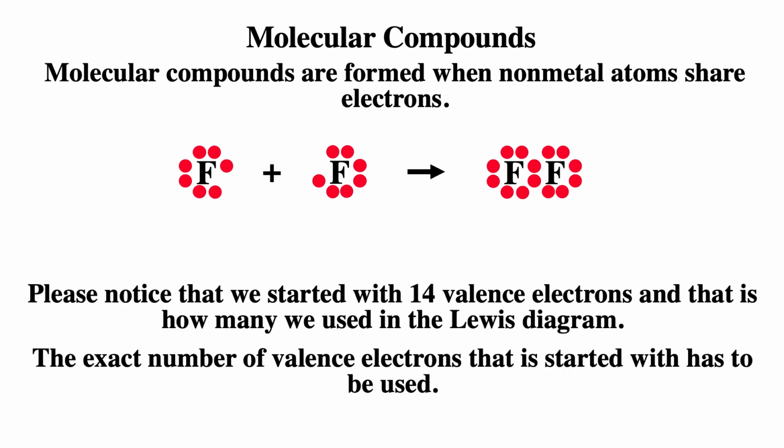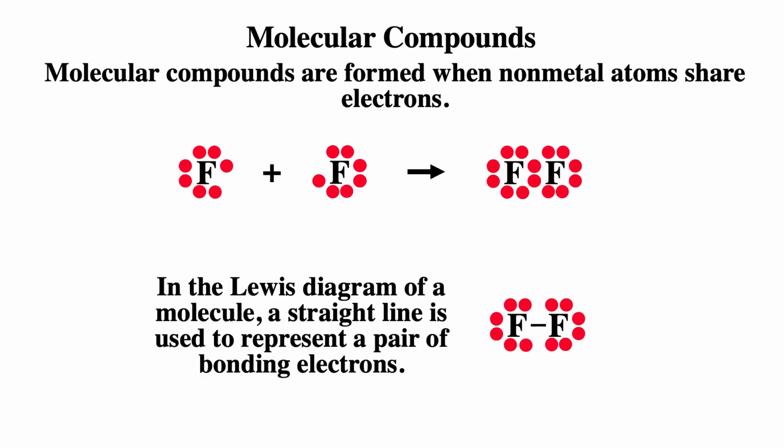It's very important that when you're doing Lewis diagrams, you make sure you use the right number of valence electrons. Each fluorine atom starts with 7. 2 times 7 gives us 14. And so we have to use 14 valence electrons for the fluorine molecule. Now typically for the bonding electrons, we'll just draw a line. Each line corresponds to 2 electrons, a pair of electrons.